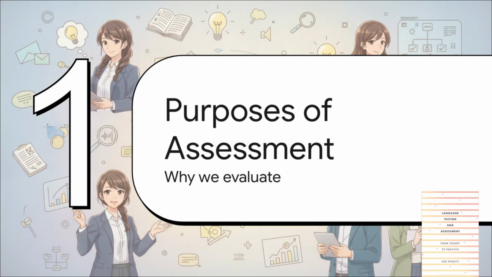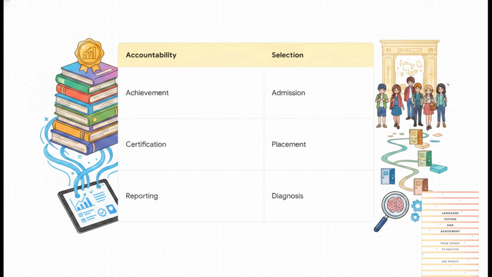Okay, let's pivot to Section 2, the purposes of assessment. So why do we actually put students through all this? Language testing and assessment generally serve two broad categories: accountability and selection. Okay, so accountability feels like it's about holding both the students and the institutions responsible. Like this is your achievement testing, your grading, certification, and reporting back to educational boards or parents. It's basically proving that, hey, learning actually happened here.